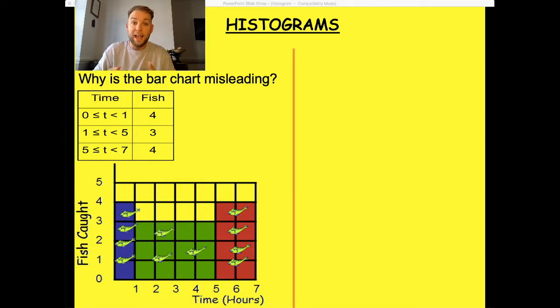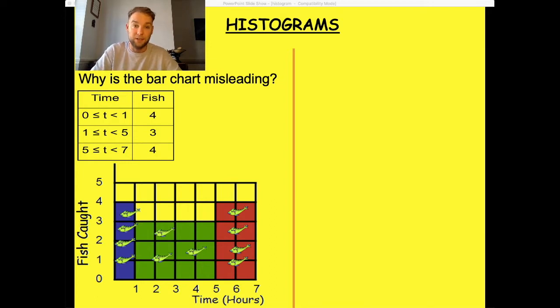A histogram uses continuous data, so this is anything which is measured. So we're thinking about time, your height, your weight, anything which is measured is continuous data. We use histograms for this. And bar charts use discrete data, so this is anything which is counted. So this might be your number of siblings, the number of sweets that you have. Anything which you count is discrete data.